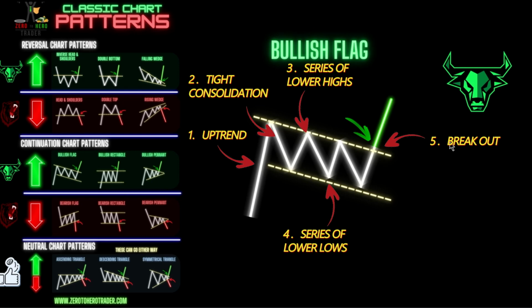All right, so where we put our entries? My entry is going to be right as it starts to break above this upper trend line. Right here, as indicated by the arrow here. And where would I place my stops? I like to place my stops down below this low right here. All right, guys, so that is the deep dive on the bullish flag continuation chart pattern. Let's go see if we can find some examples in the charts.